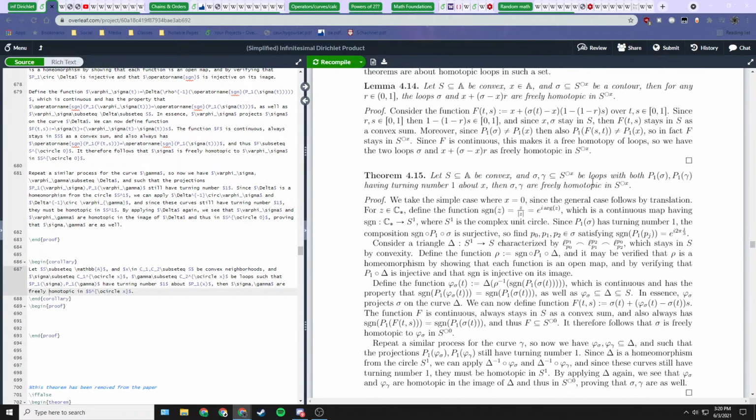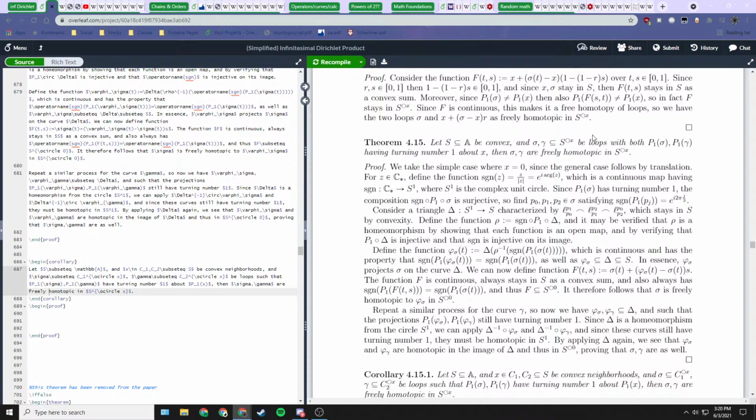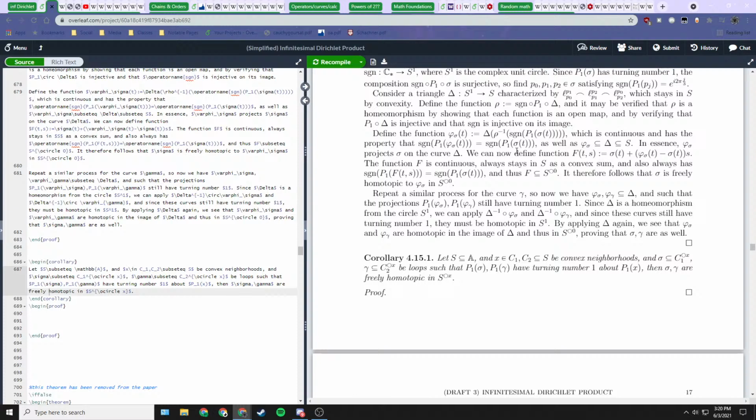We've also shown that if they're in the same convex set with these turning number, then they're freely homotopic, if they're in the same convex set S. But now we have two different convex sets, but these are convex neighborhoods of some subset topology S. So actually this is okay.